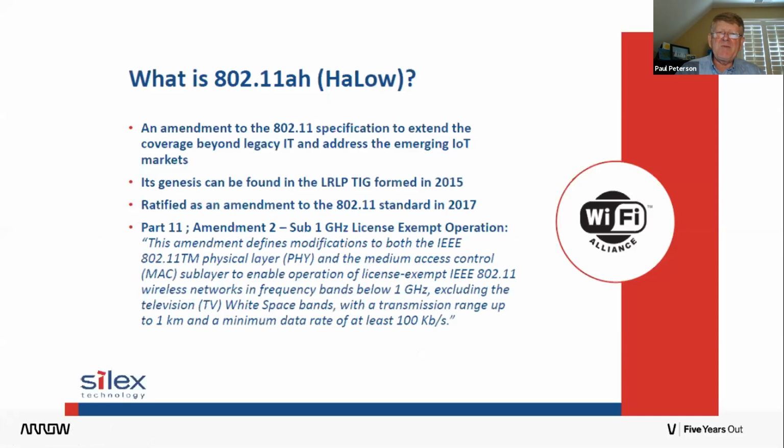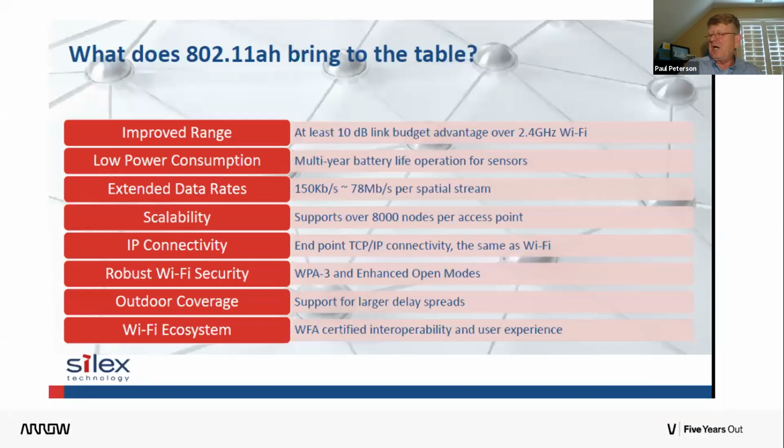But one of the things that's been added is a new amendment to the Wi-Fi spec called 802.11ah, called Halo. In essence, it takes advantage of the other ISM band spaces, primarily in what we call the sub-gigahertz space. So, for example, we get a much better link budget. Although 10 dB may not sound like a huge amount, that's about 3X the link budget over typical Wi-Fi.